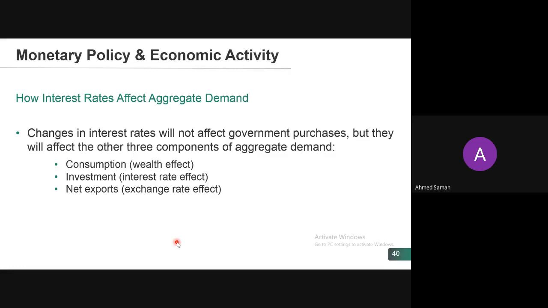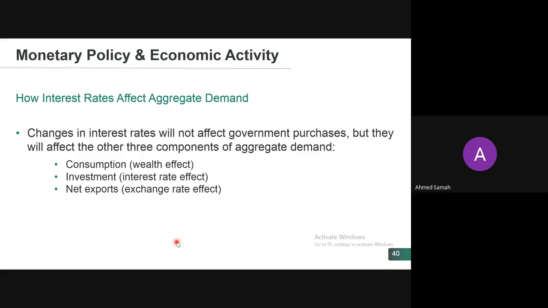How does the interest rate affect aggregate demand? Changes in interest rates will not affect government purchases. As I said in the previous lecture, the government does not react the same way to changes in prices as the other participants of the economy. Even though interest rates are high, the government might still borrow and make purchases, so it does not affect government purchases. But it affects the other three components of aggregate demand, which are consumption, investment, and net exports.